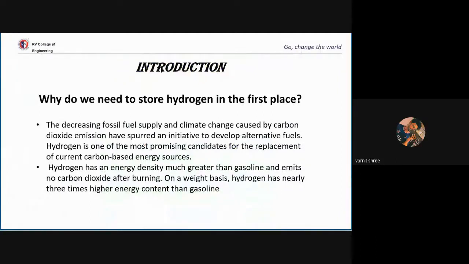The topic that we chose is storage of hydrogen using metal organic framework. So the first question that arises when we hear the storage of hydrogen is, why do we need to store hydrogen in the first place?